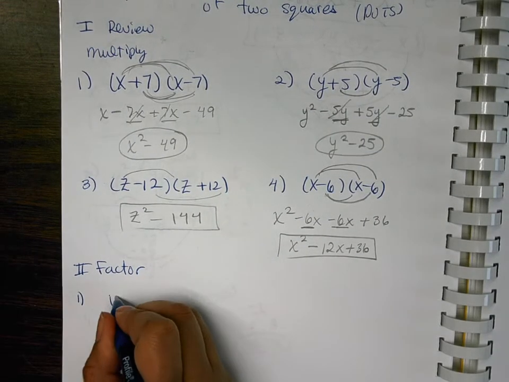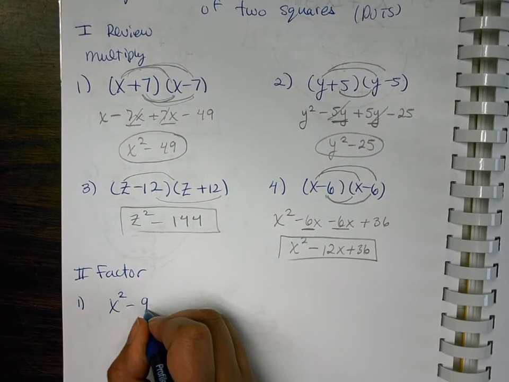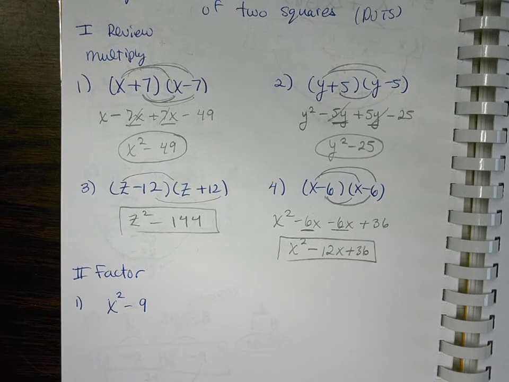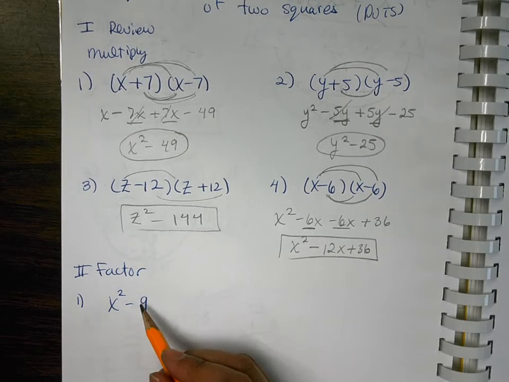Okay, so let's see if we can do this. X squared minus 9. First off, let's recognize, are these a difference of two squares? Are there two squares there? Yes, they're both perfect squares. Is there a minus sign in between?